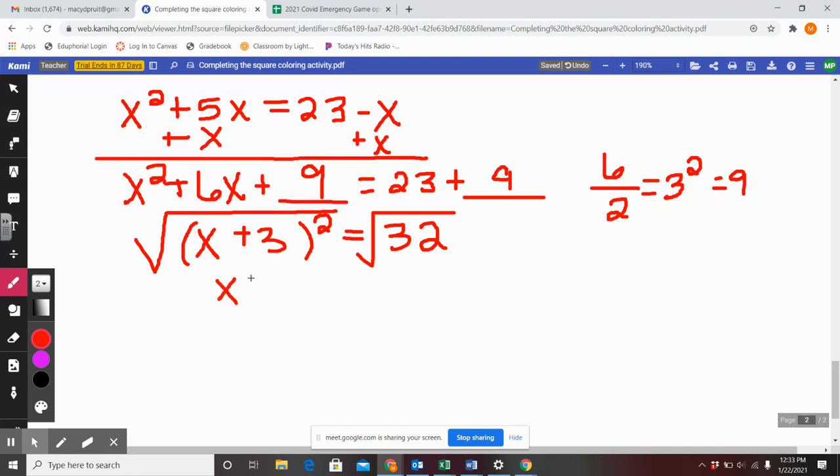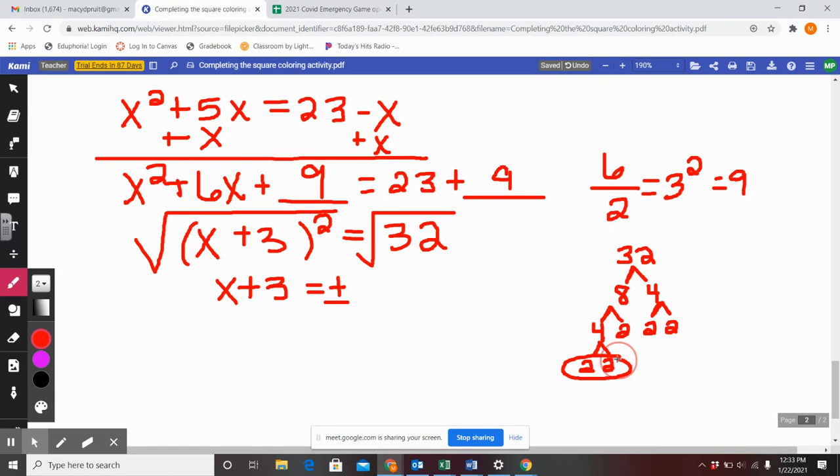And here's where yesterday comes into play. We're going to put plus or minus. All right, let's reduce the square root of 32. 32 breaks down to what? 8 and 4. 4 breaks down to 2 and 2. 8 breaks down to 4 and 2. 4 breaks down to 2 and 2. So we're looking for sets of 2. Here's one set. Here's 2 sets. So when we have multiple sets, we multiply them together.